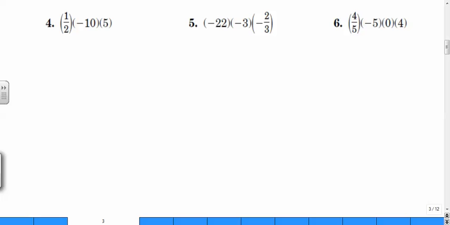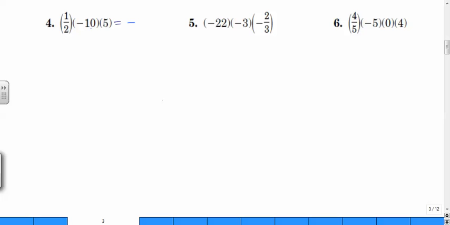Okay, problem number 4. 1/2 times negative 10 times 5. What I said, first thing, let's decide the sign, right? Positive times negative would be negative, negative times positive. The answer here would be negative. And then you follow order of operations.